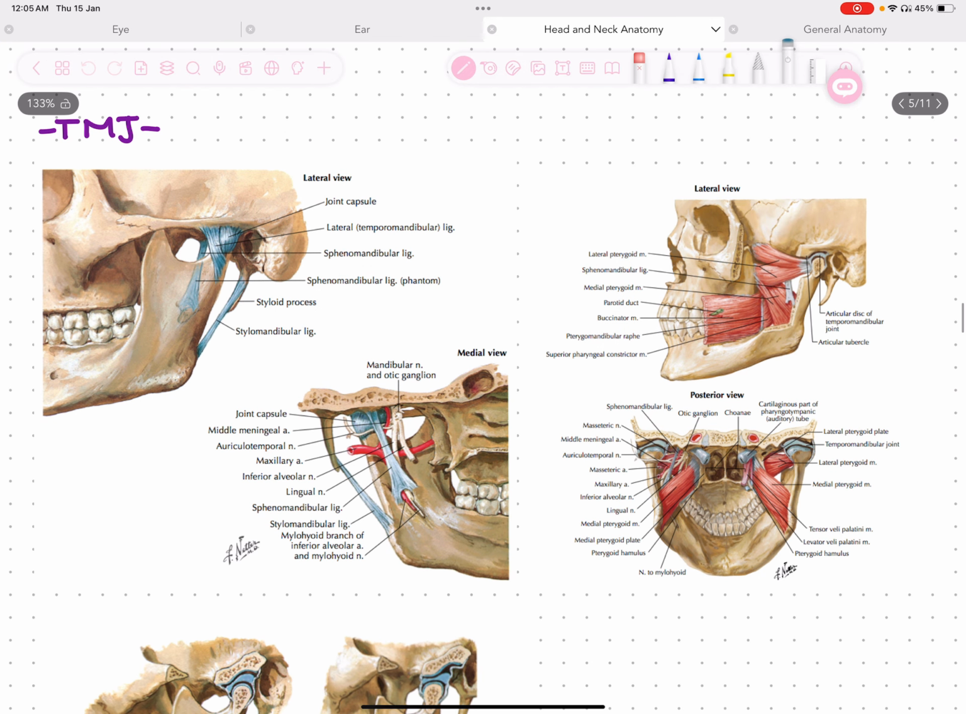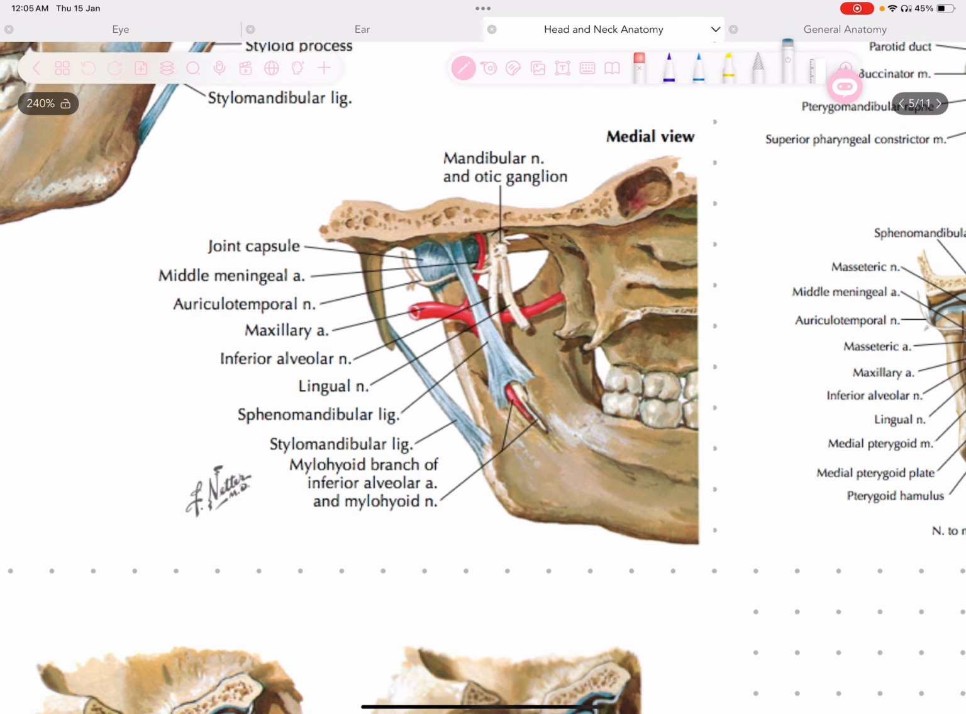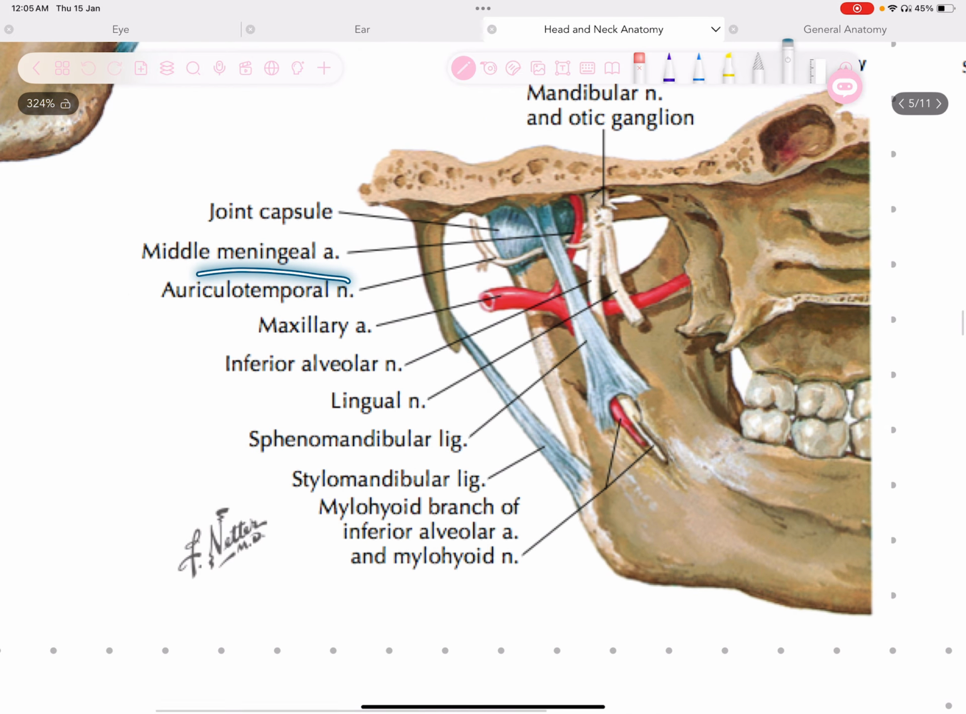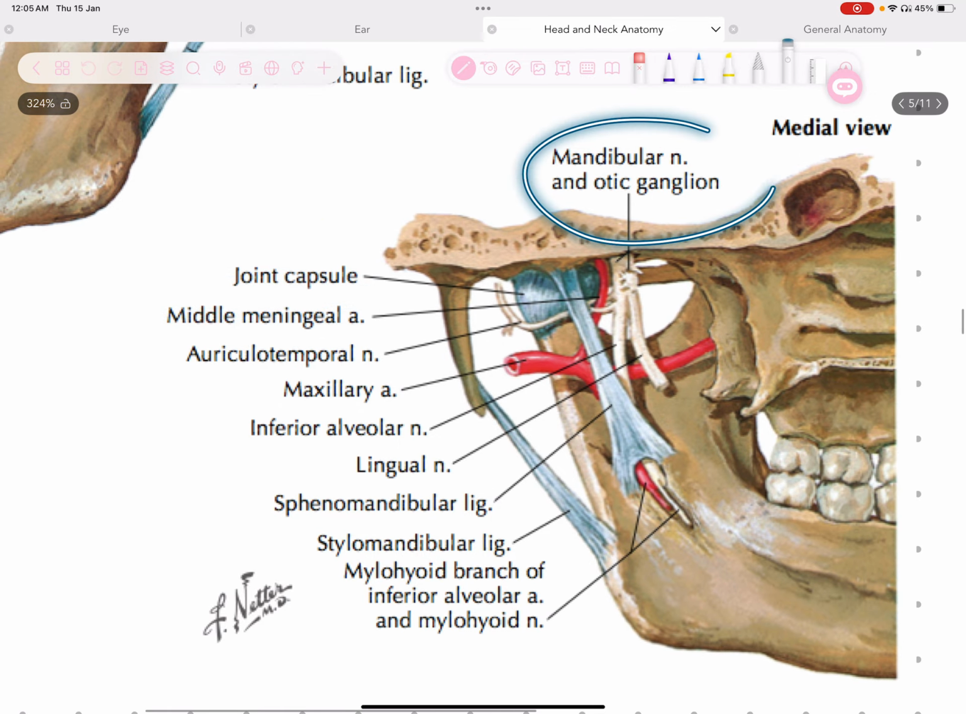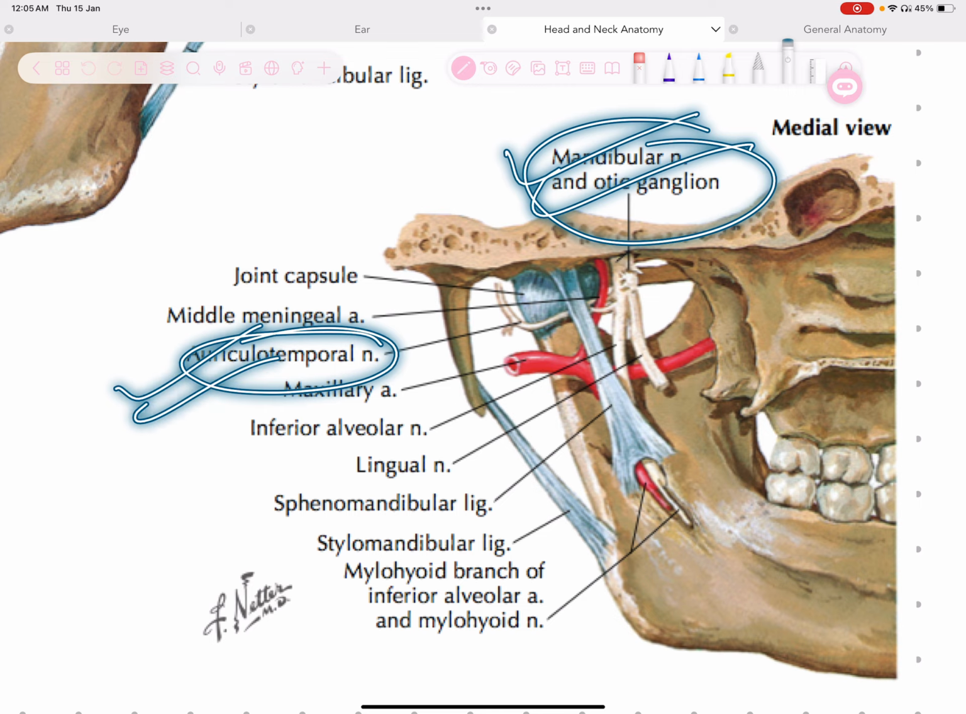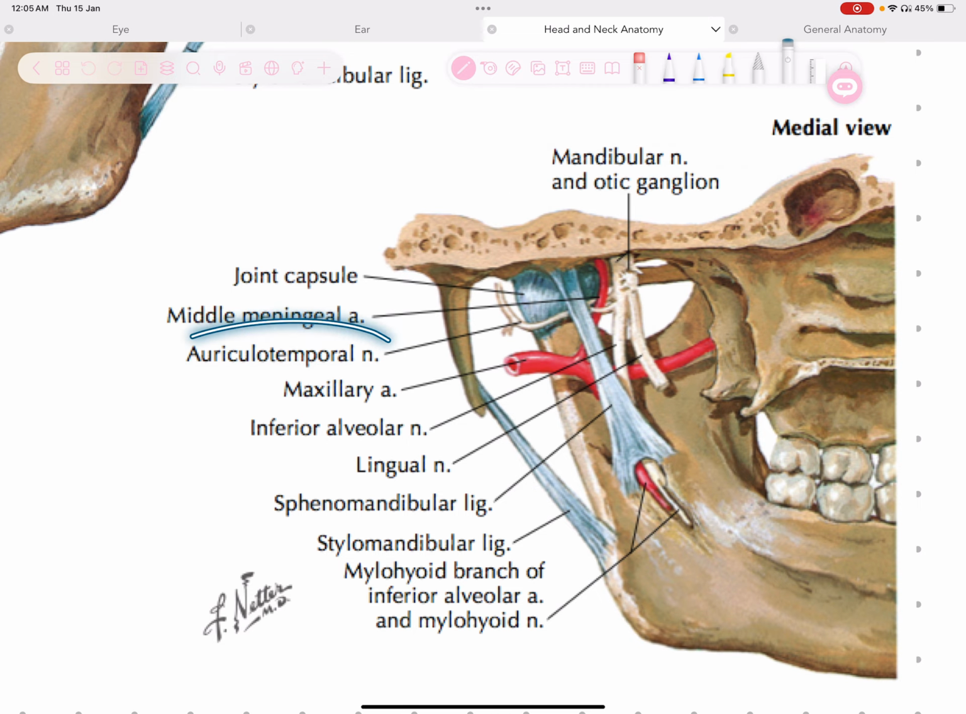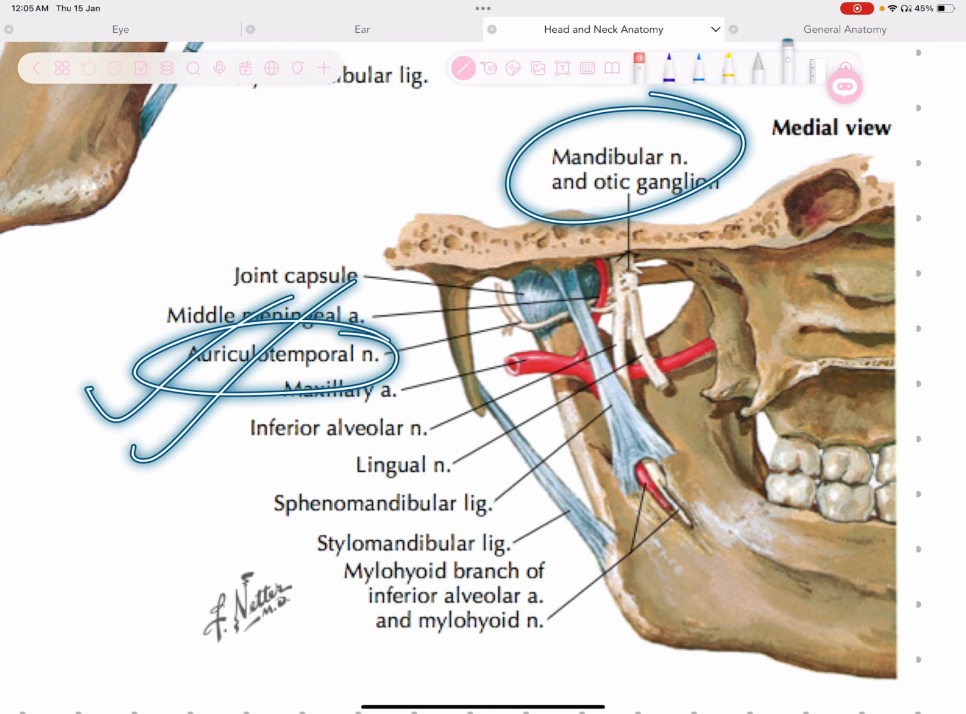Then we have to talk about the nerve supply. Nerve supply is very important. It is supplied by the auriculotemporal nerve and the masseteric branches of the mandibular nerve. The auriculotemporal nerve is a very important nerve. It is involved in Frey syndrome, where there is excessive sweating. Remember? So the auriculotemporal nerve and the mandibular nerve.